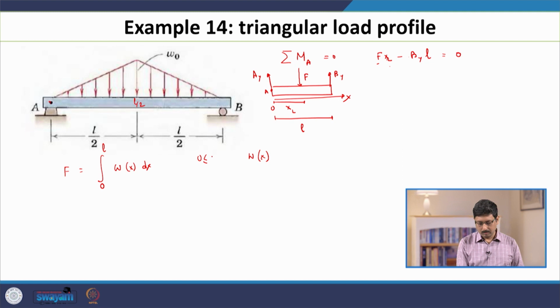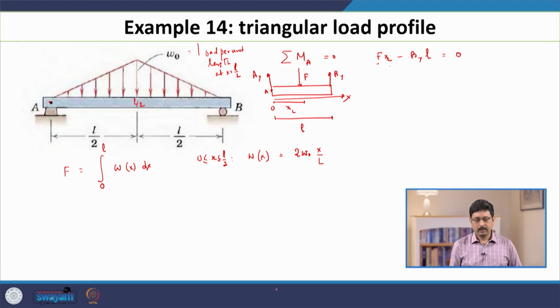The slope of this equation from 0 to L by 2, for this Wx, is W naught divided by L by 2, so that is 2 W naught by L. W naught is the load per unit length at x equal to L by 2. Does it make sense? If you put x equal to 0, you get 0, and if you put x equal to L by 2, you get W naught. So, this is fine.